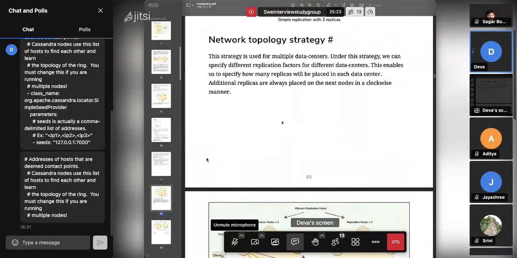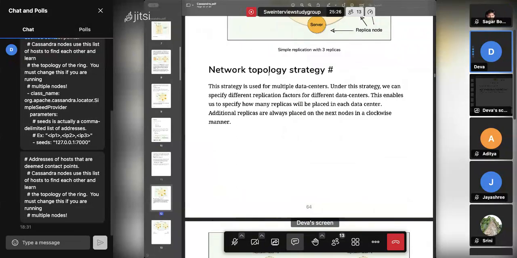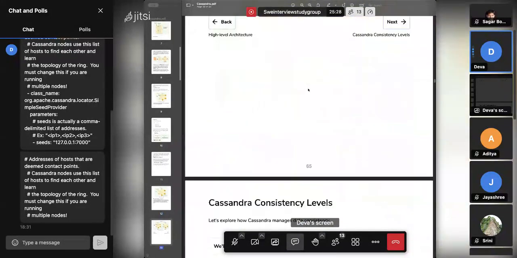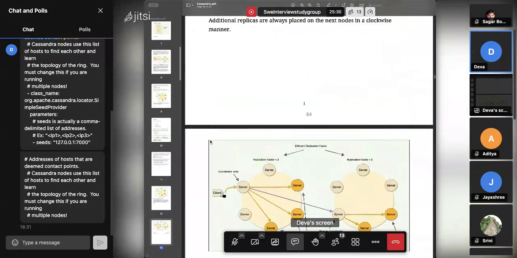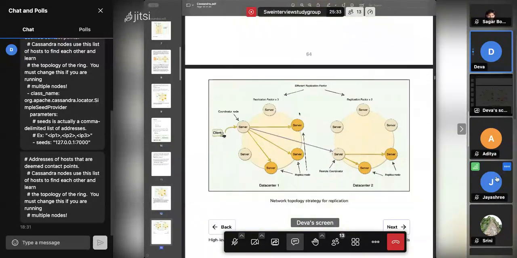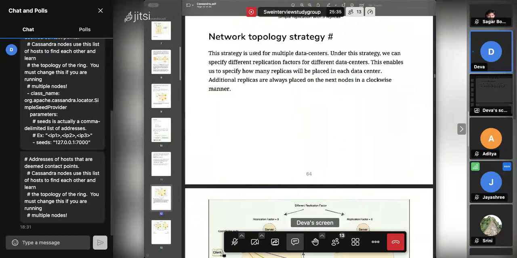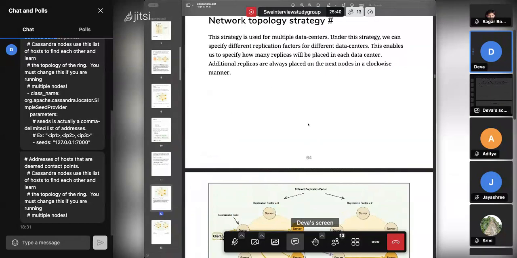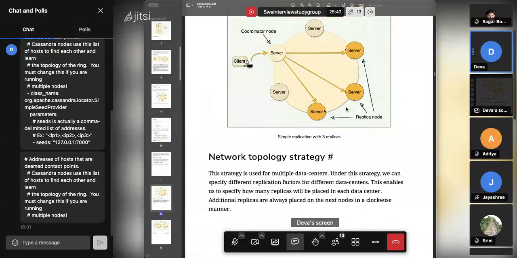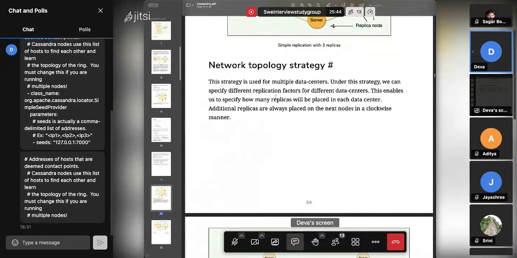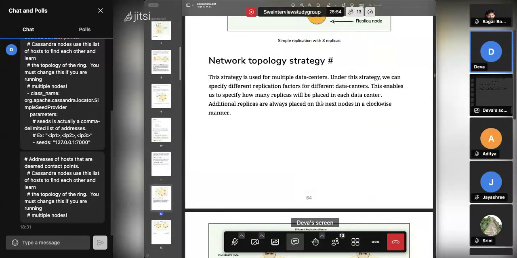Okay. Yeah. So I'll jump to the network topology strategy. If anybody wants to take it, I can wrap this one and I can stop here. Then somebody can take it, but I'll quickly wrap this network topology strategy. So this strategy is used for multiple data centers. The same thought process, we looked at single data center, right? Under this strategy, we can specify different replication factors for different data centers. This enables us to specify how many replicas will be placed in each data center. Additional replicas are always placed on the next nodes in a clockwise manner.